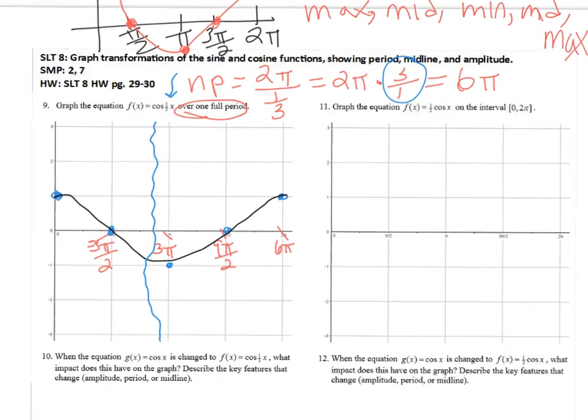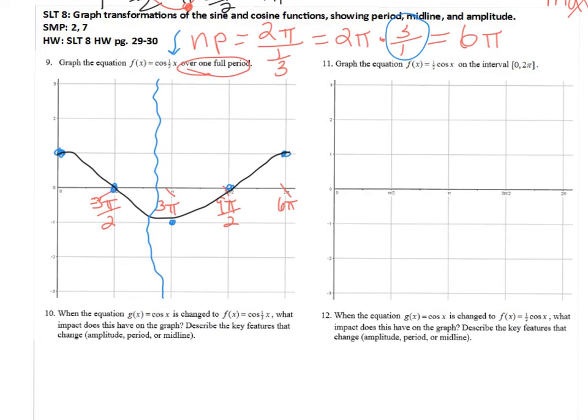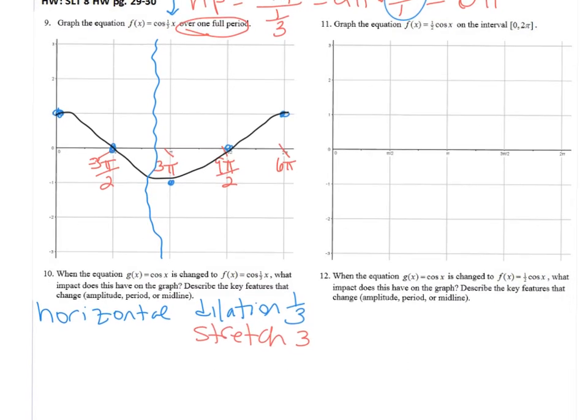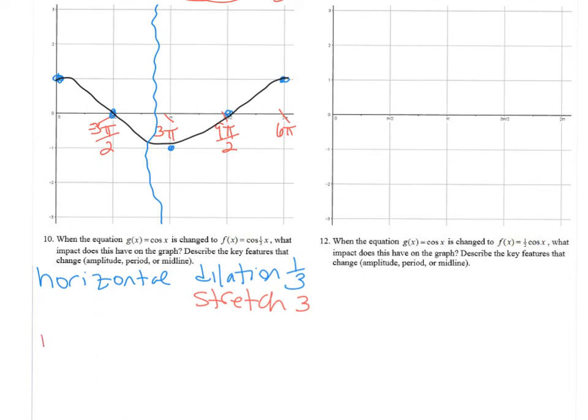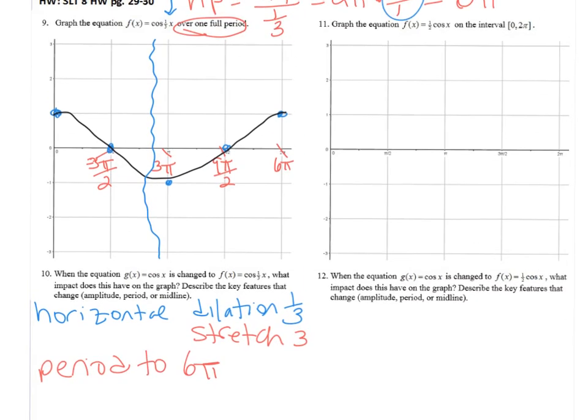So for answering number 10, what changes? So that was a horizontal dilation of 1/3, which if you use the other words, it's a stretch of 3, and it changed the period to 6 pi. So instead of 2 pi, we've stretched it 3 times now to 6 pi.